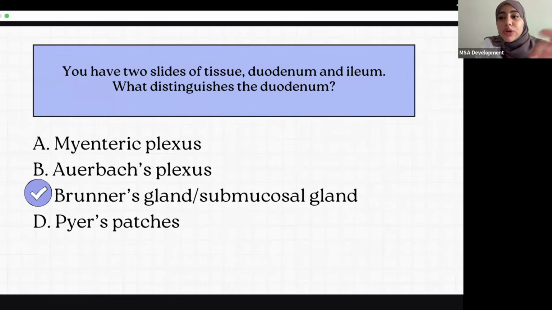Brunner's glands. This is so important. It's only for the duodenum. Myenteric plexus, what does that have to do with it? Auerbach's plexus. It's everywhere in the GI, between the muscularis externa layers, and Peyer's patches. It's not specific to the duodenum. Peyer's patches are actually more in the ileum.